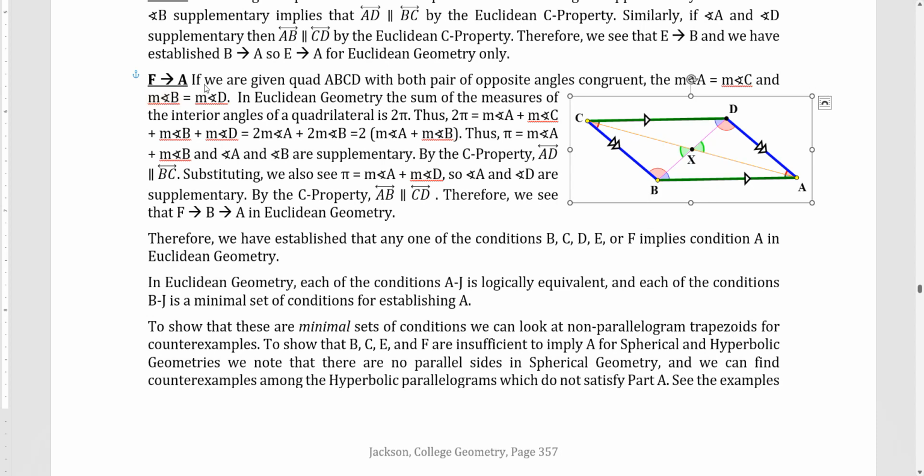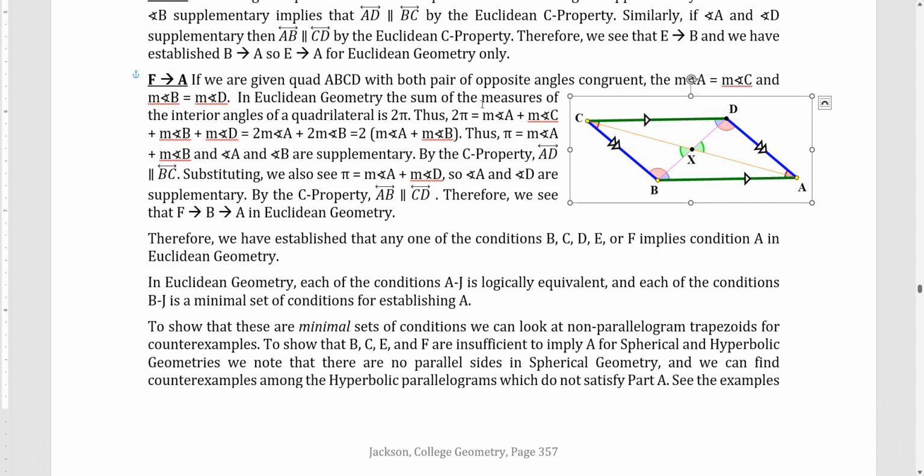F implies A. What was F? We're given a quadrilateral ABCD with both pairs of opposite angles congruent. Now, no diagonals necessarily, but the big angles here and here, and here and here, are congruent. If we look at Euclidean geometry, the sum of the measures of the interior angles is 2 pi. So we have 2 pi as the measure of A plus measure C plus measure B plus measure D. But A and C have the same measure, so you can replace measure of angle C with measure of angle A, and D and B have the same measure, so you can replace measure of D with measure of B.